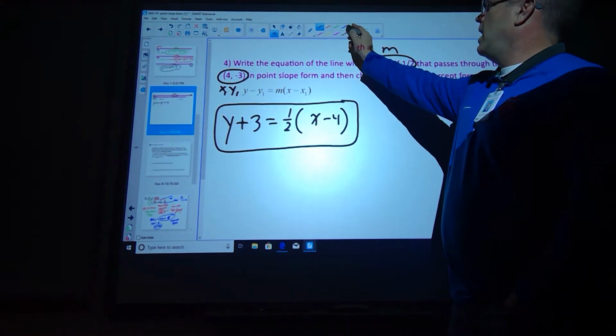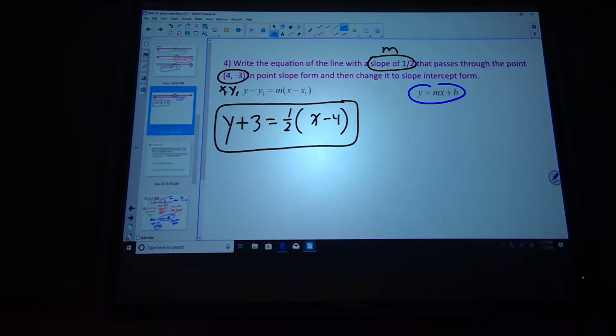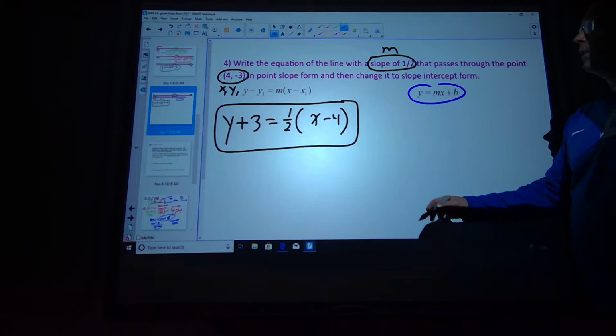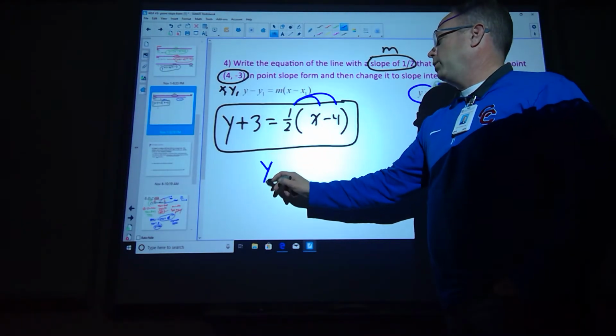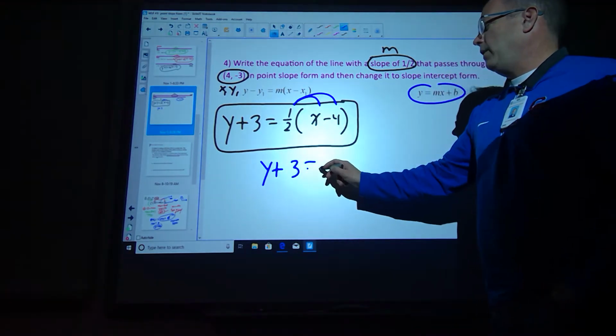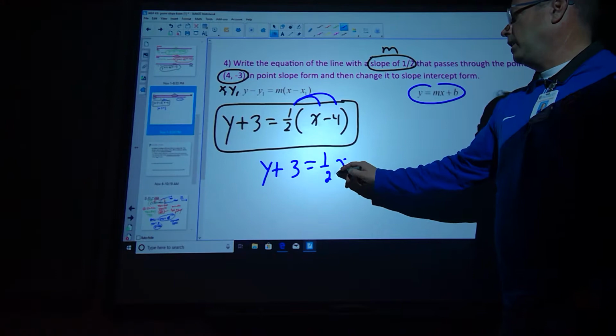So then it says, hey, we want you to get to this. Notice there's no parentheses there, so I bet I have to distribute 1/2 over the parentheses, and then y is by itself. I'm going to distribute here and here. That's 1/2, so I get y plus 3. What's 1/2 times x? 1/2 x. What's 1/2 times negative 4?